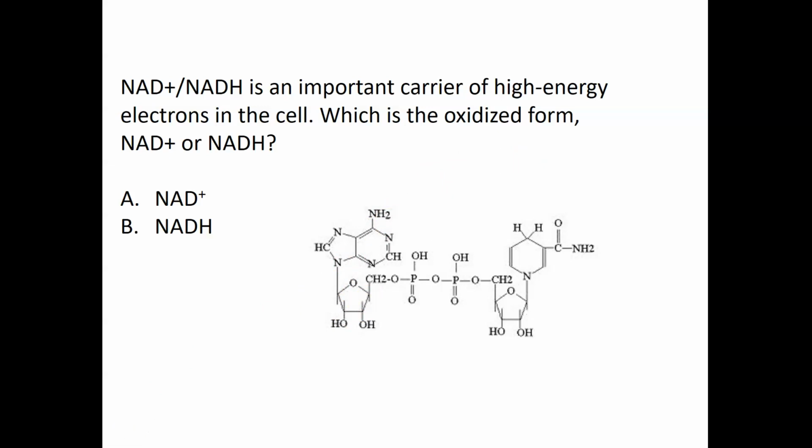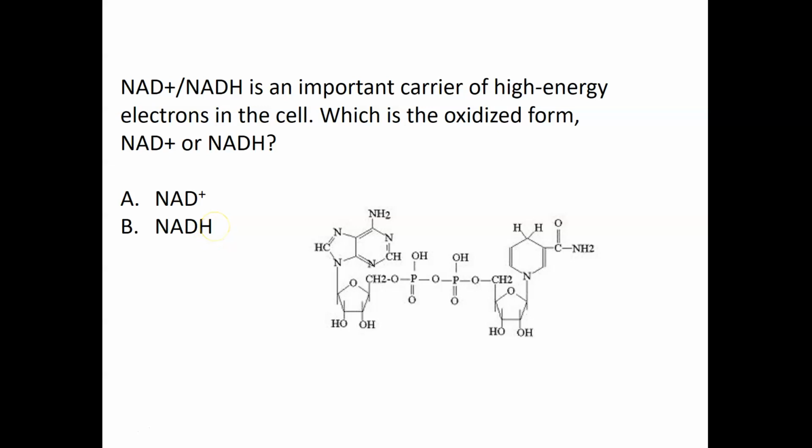Hopefully you selected A. A is the oxidized form of NAD+ or NADH. Because again, oxidation is losing electrons, and which form is lacking the extra electron? That's the NAD+. NADH was the form that had gained the electron from the breakdown of glucose.